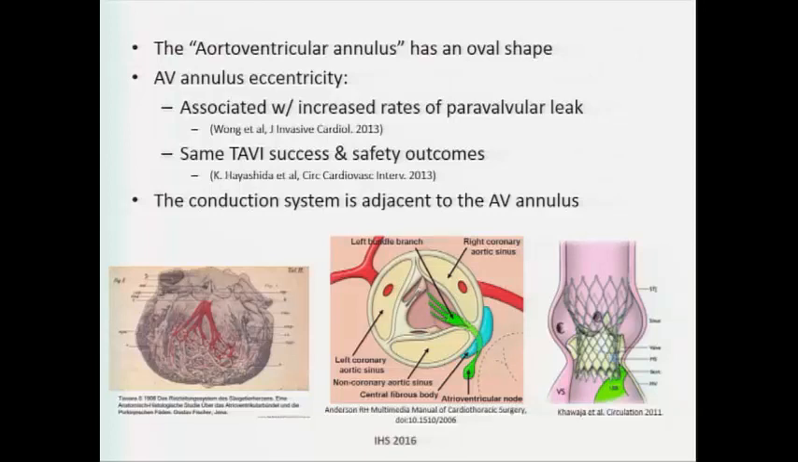And as you are aware, the conduction system is adjacent to the aortoventricular annulus. Actually, the His bundle pierces the central fibrous body and splits to the left and right bundle exactly at the plane of the aortoventricular annulus.